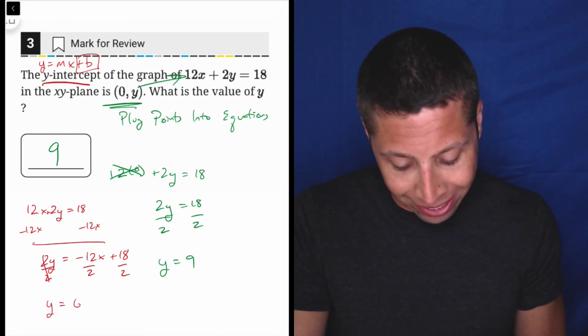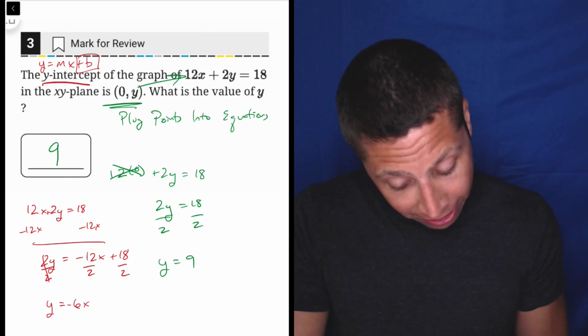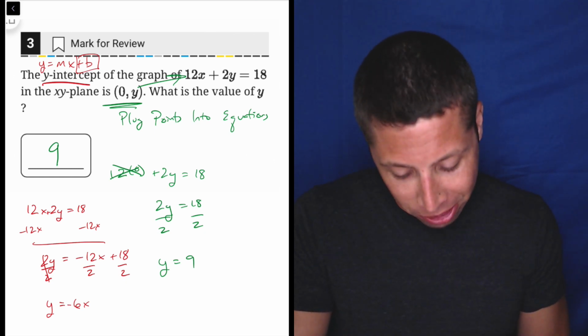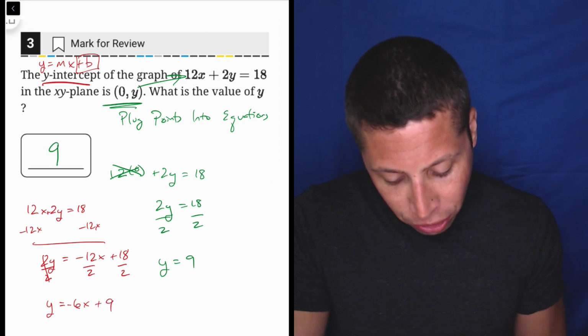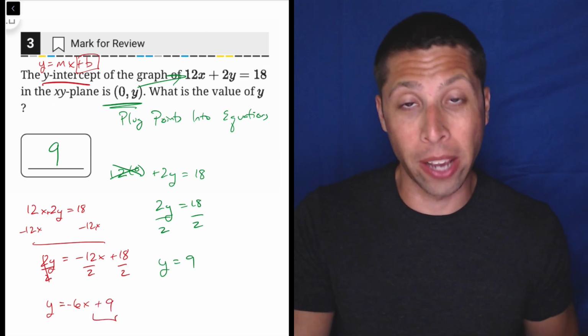Negative 12 divided by 2 is negative 6. See, this is why algebra is risky. You lose a negative very easily. And then 18 divided by 2 is 9. So that is the equation. And then again, the b portion gives the y-intercept, so there it is.